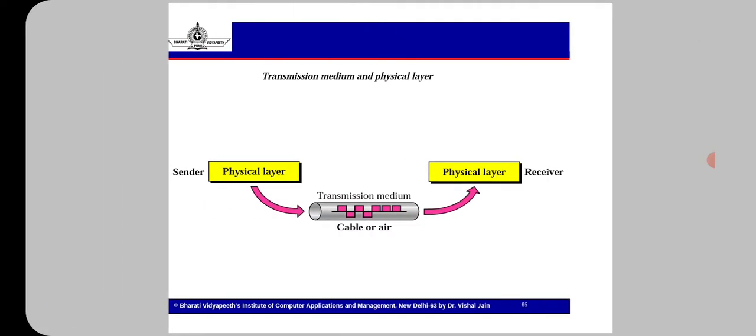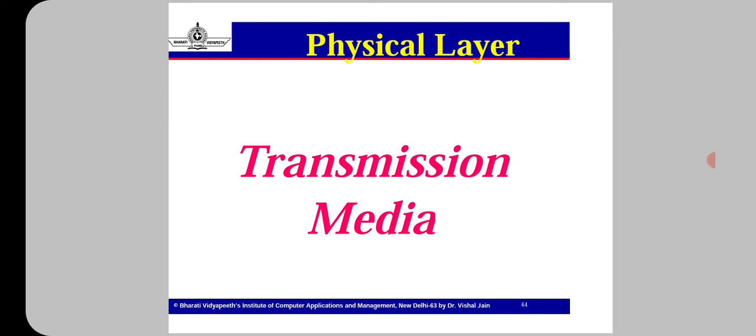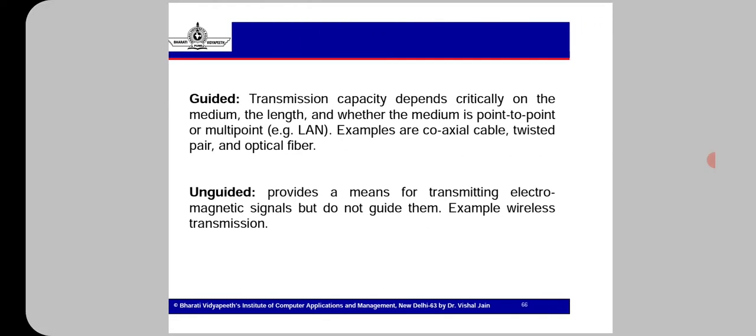So generally transmission media or transmission medium or physical media is divided into two categories. First one is called guided media and second one is unguided media. First one is called guided transmission or guided media. Second one is unguided media or transmission. Guided means transmission capacity depends critically on the medium, the length, and whether the medium is point to point or multi point. Examples are coaxial cable, twisted pair, and optical.